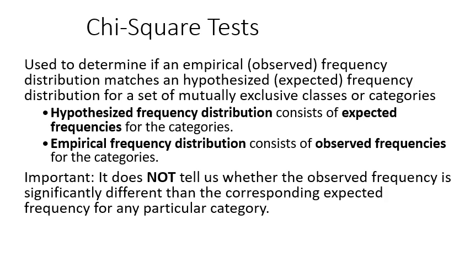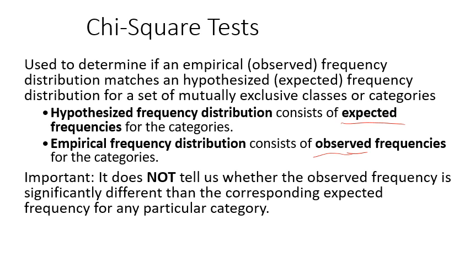And those are going to be two important words we're going to use because the formula uses those two values. So our hypothesized frequency distribution consists of expected frequencies. Hypothesized, expected. Empirical frequency distribution, the data we've collected, is observed frequencies. So we've got observed and expected.